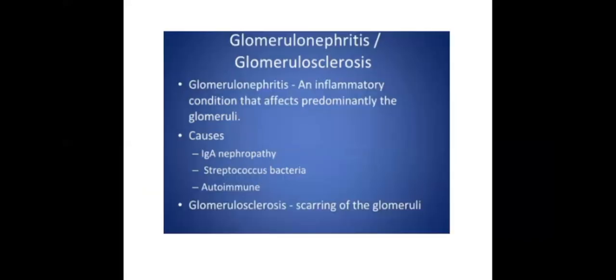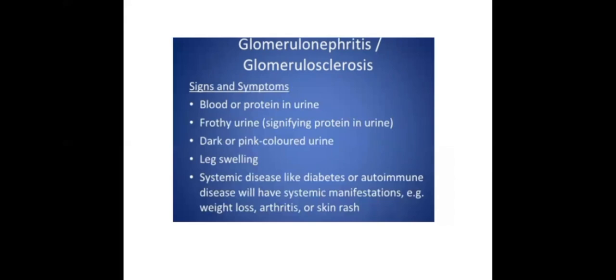Glomerulonephritis is an inflammatory condition that affects predominantly the glomeruli, and the causes are immunoglobulin A nephropathy, streptococcus bacteria, and autoimmune diseases. Glomerulosclerosis is the scarring of the glomerulus. So what are the signs and symptoms of these two abnormalities of the renal system?